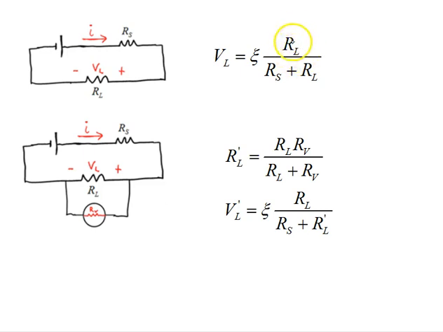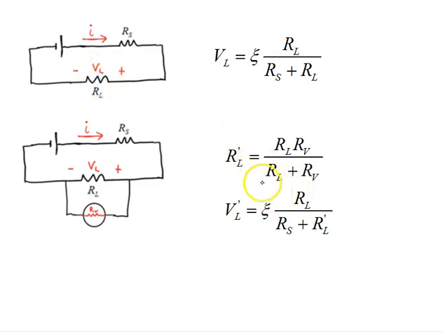So our ideal, without the voltmeter in the circuit, we have our VL. With the voltmeter in the circuit, we have our RL prime, or our new RL with the RV across it, where it's the product divided by the sum. So the parallel resistance is always less than the resistance of the load resistor.